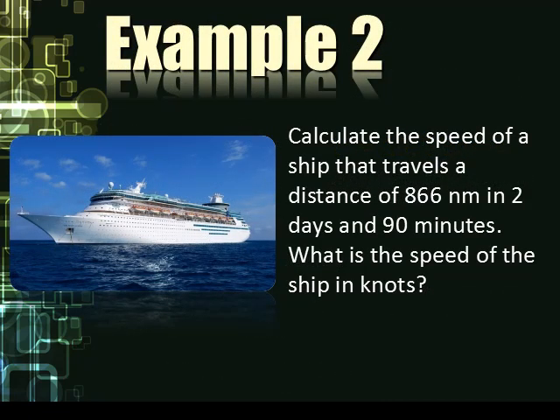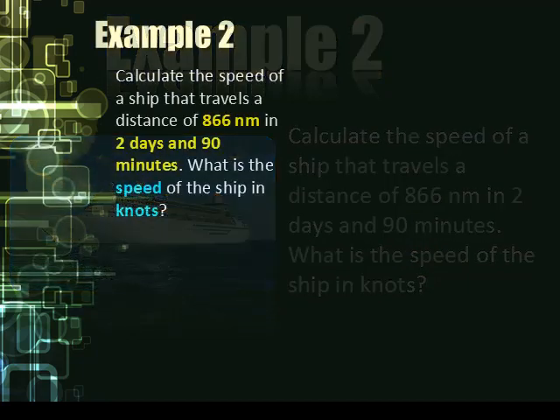So, this time, let's have example number 2. In example number 2, calculate the speed of a ship that travels a distance of 866 nautical miles in 2 days and 90 minutes. So, what is the speed of the ship in knots?